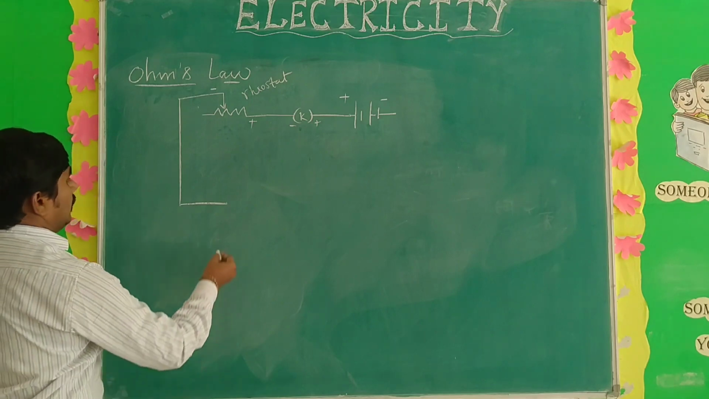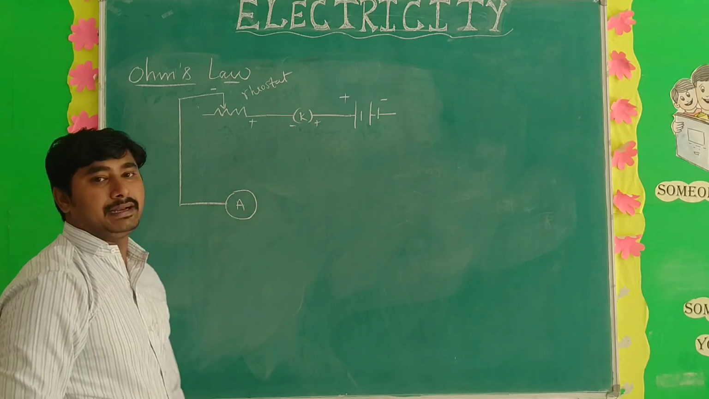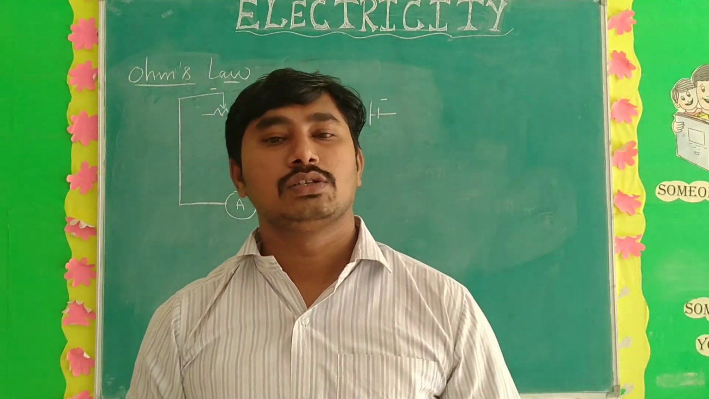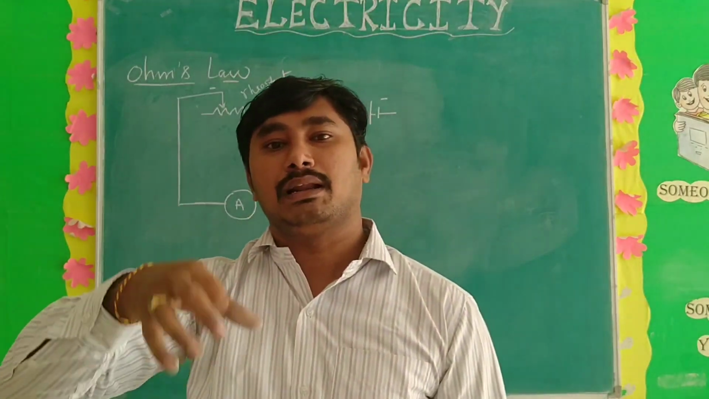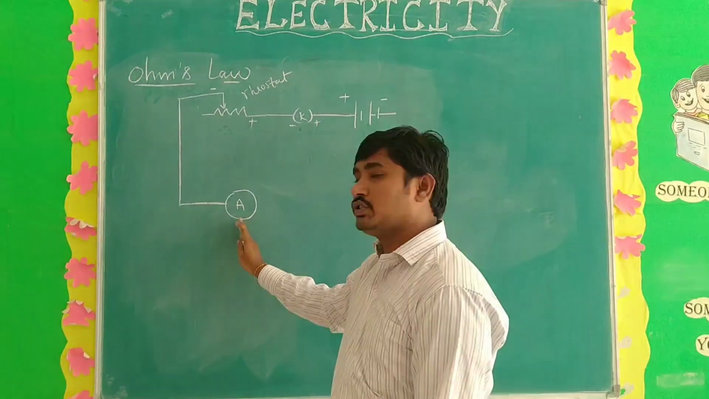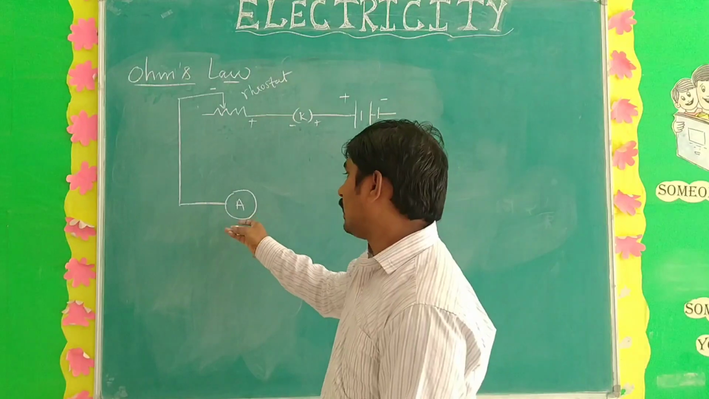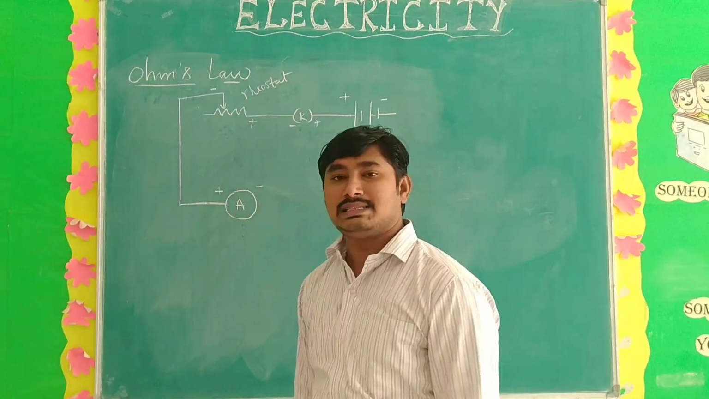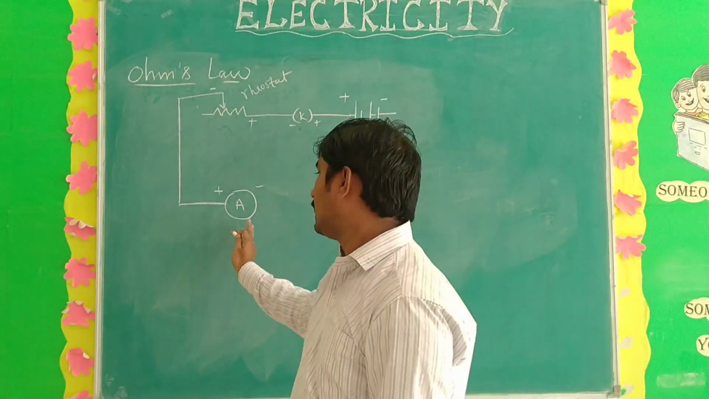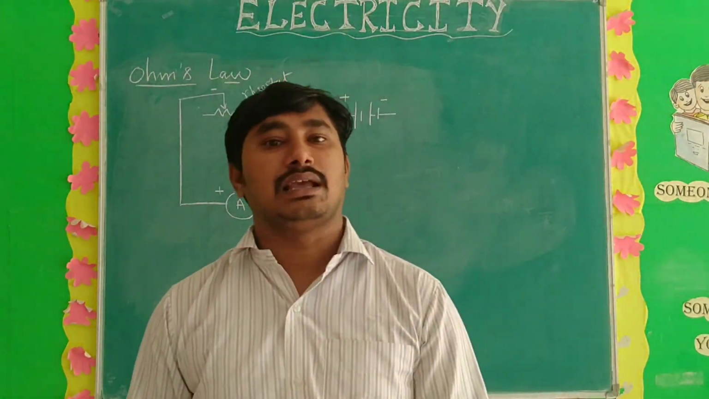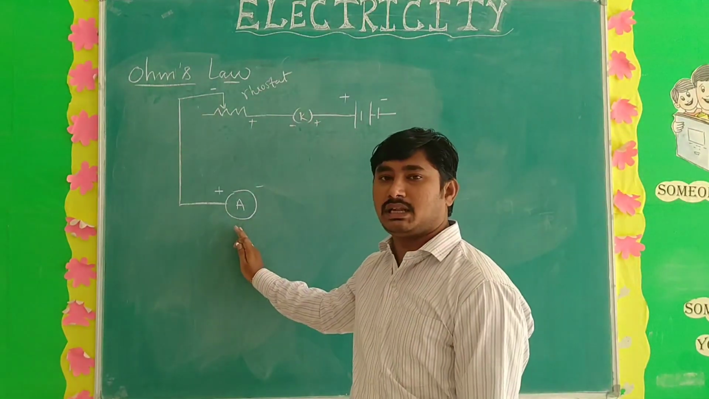Next, the negative terminal you have to connect to an ammeter. What is an ammeter? An ammeter is a device which measures the electric current in a particular circuit. The ammeter measures current of the circuit. Also, the ammeter is always connected in series connection. Why? Because if you connect it in parallel, the ammeter may be damaged, and a short circuit may occur. That's why you always connect it in series.